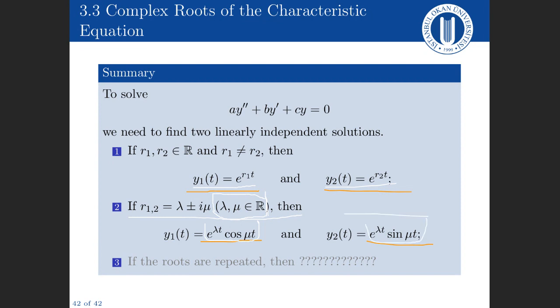Case 3 we haven't done yet. Case 3 we'll do next week. And this is the end of today's lesson. Do you have any questions?